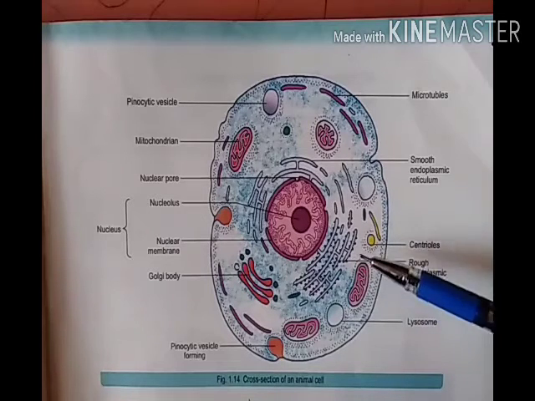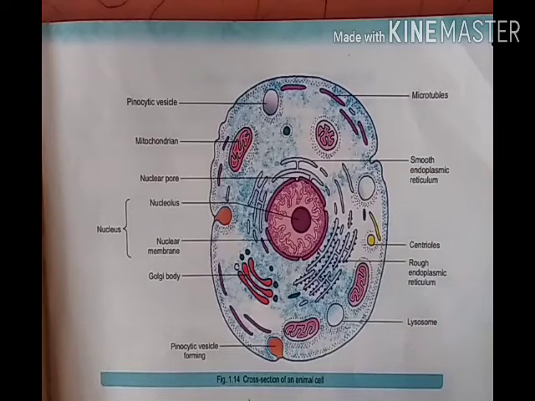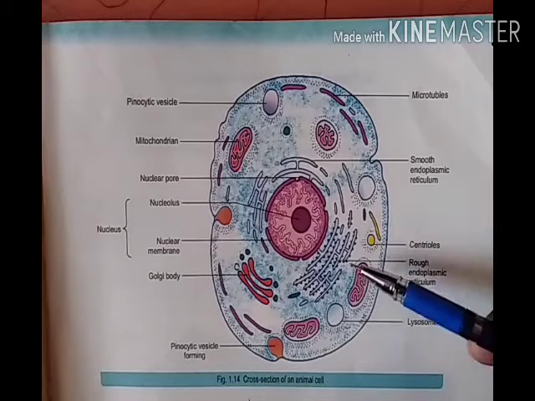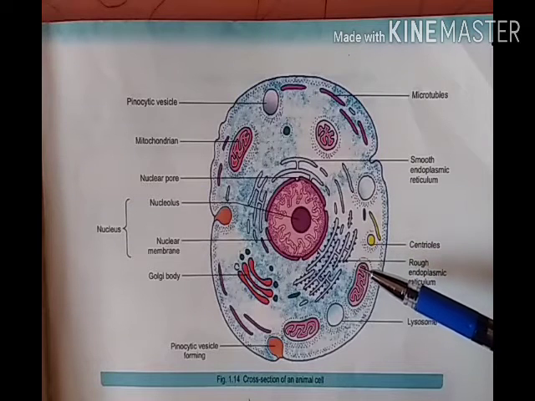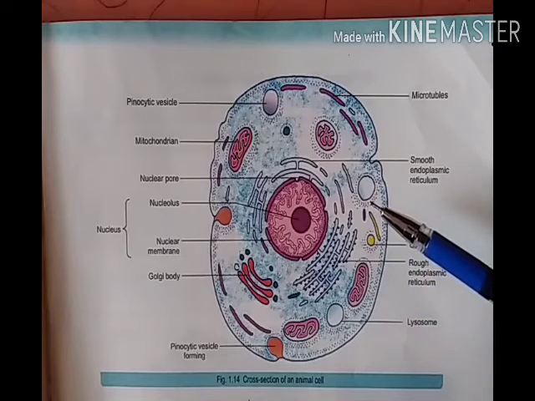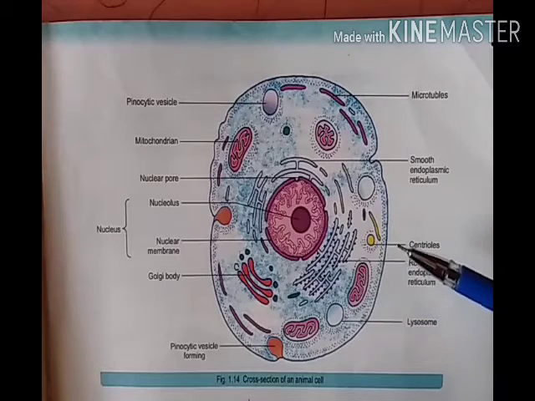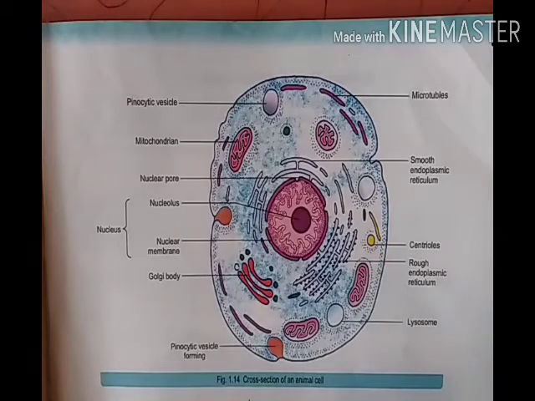Now, some of these organelles are so small that they can be seen only under an electron microscope. They are very minute. They cannot be seen by the naked eye or in the compound microscope. They can only be seen in the electron microscope. So this is something you have to remember.